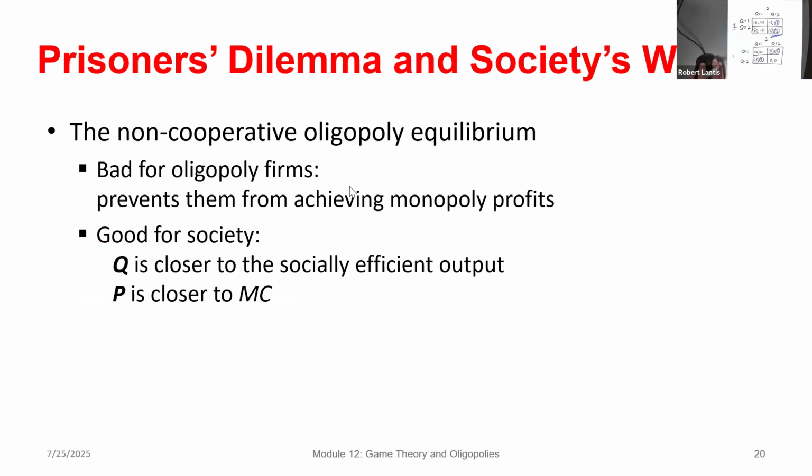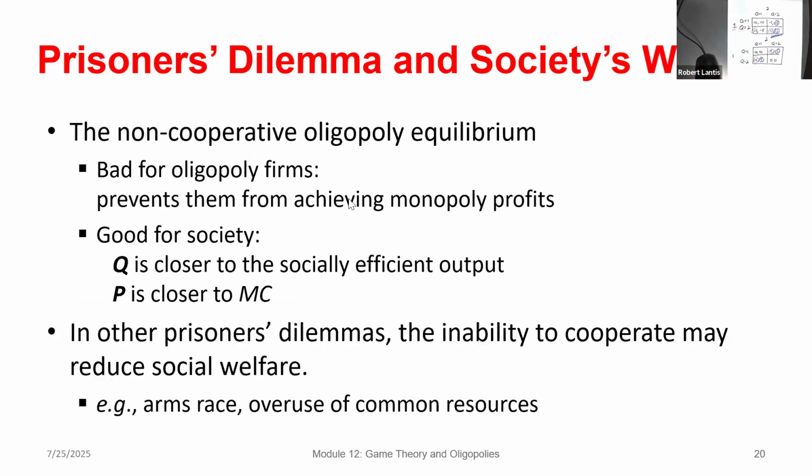So I already discussed this, right? But in these additional prisoner's dilemma examples, maybe there are things that reduce social welfare. Like we overuse a common resource. You could think of the negative externality we talked about with common resources, or ad spending wars, or the military arms race. That's probably wasting resources in society. It's probably a bad thing.